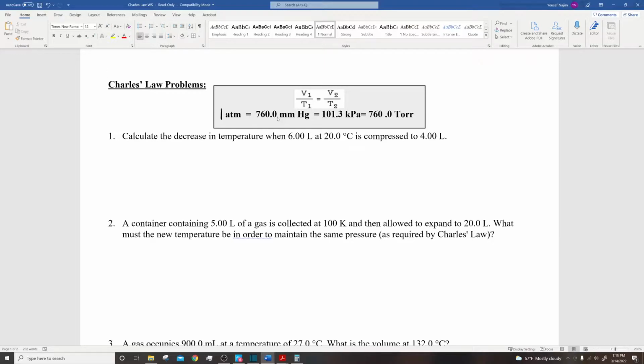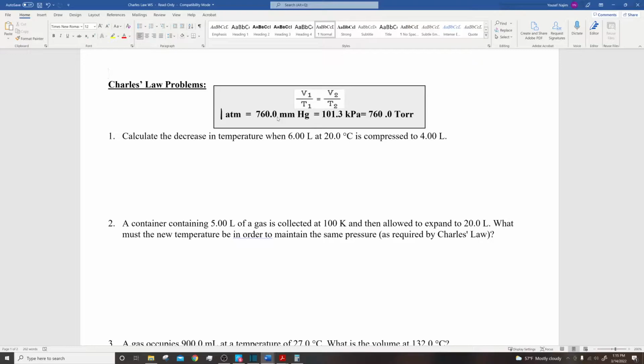I made this last minute just to make sure that you guys had substitute assignments for the assignments that you missed. If it requires a pressure conversion, you don't have to do it. Just skip that problem. But most of them shouldn't have that because I've been using these problems for years. So let's go ahead and look at number 1. Number 1 says calculate the decrease in temperature when 6 liters at 20 degrees C is compressed to 4 liters.